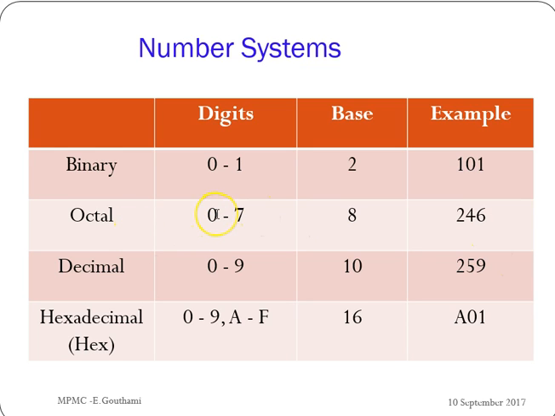In octal number system it covers the total digits as 0 to 7. The total digits will be 8, so base is considered as 8. The example of a number is 2, 4, 6 and so on.